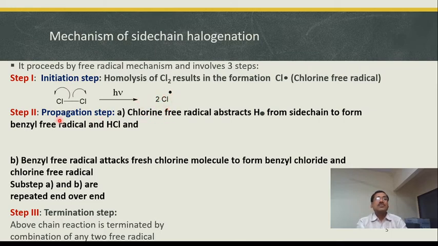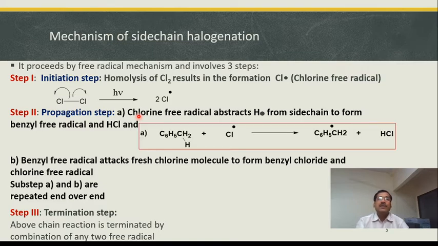The next step is the propagation step. The initiation step involves the formation of a free radical. The propagation step involves the attack of a free radical, resulting in the formation of another free radical. Looking at this propagation step, it consists of substep A and substep B. In substep A, what happens? Now you have a chlorine free radical in your flask and you have a toluene system with you.